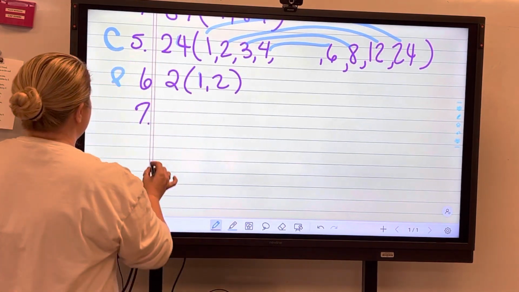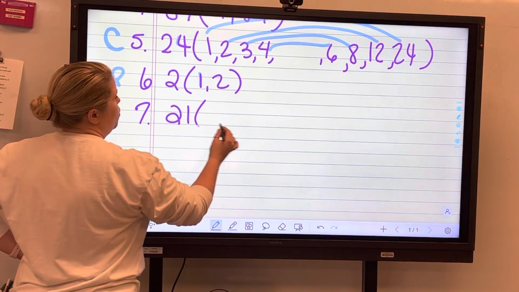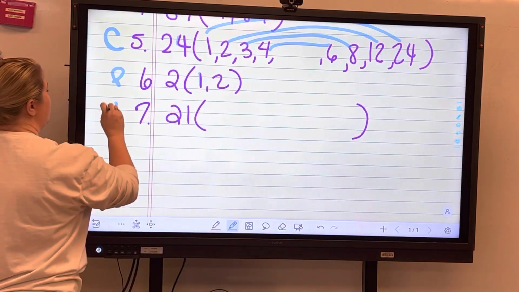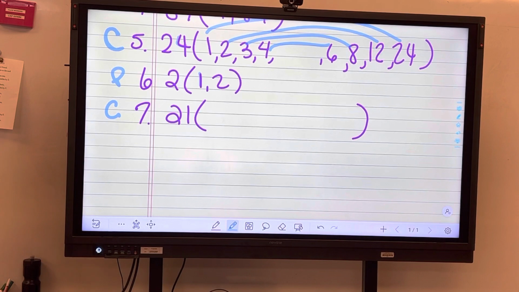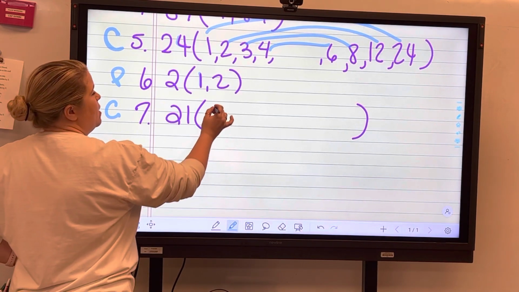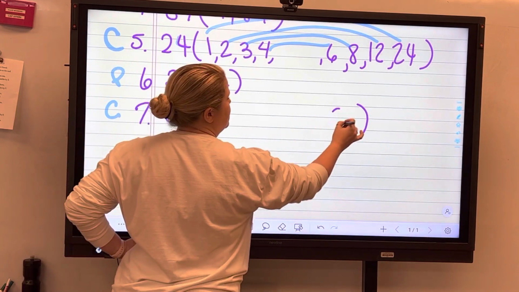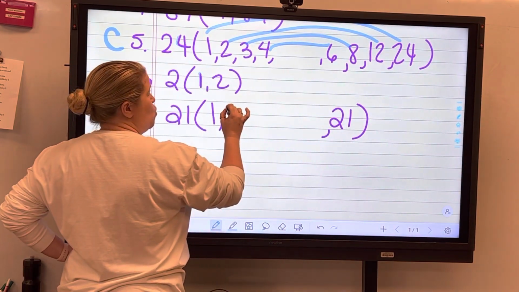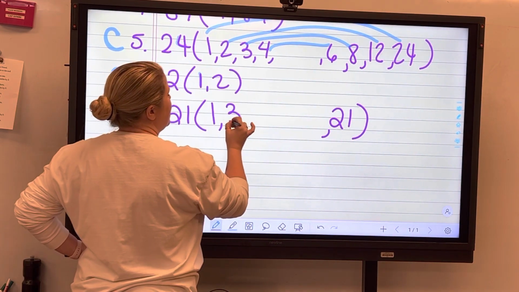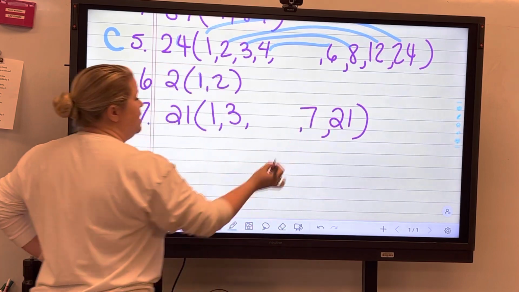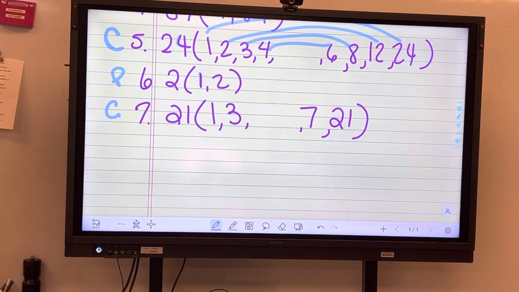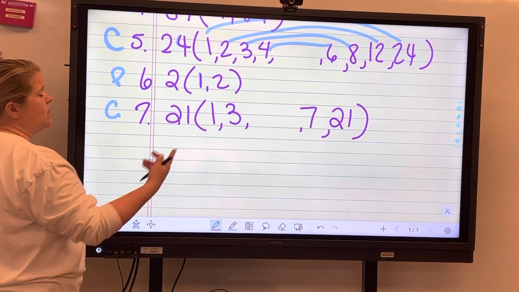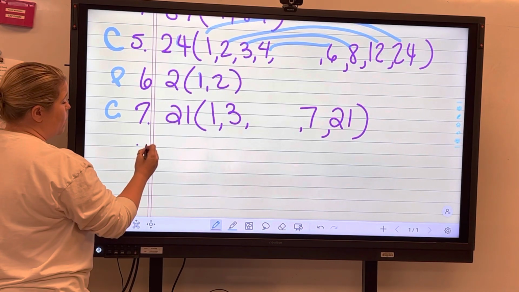All right, number 7 is 21. It's composite. It is composite because what number likes it? 3. 3 and 7. So we know it can't be prime. So it's 1 times 21, and 2? Nope. 3 and 7. If that's all it's going to work. Yeah. Because then you repeat. 4 doesn't work, 5 doesn't work, 6 doesn't work, and 7's already up there.